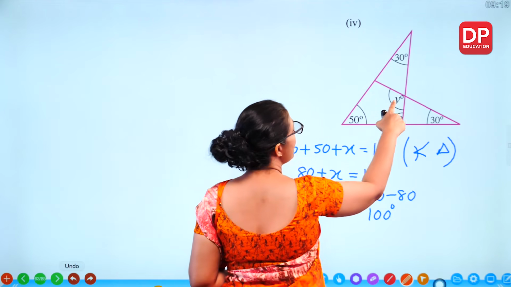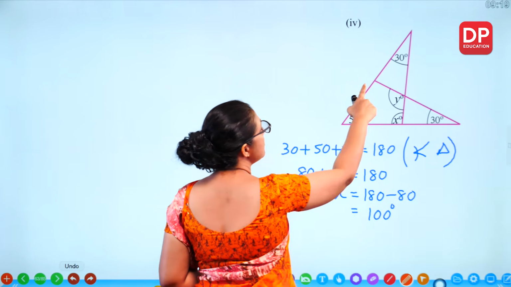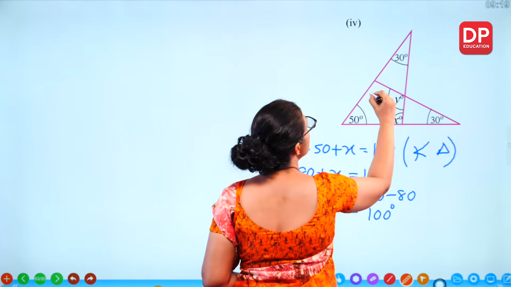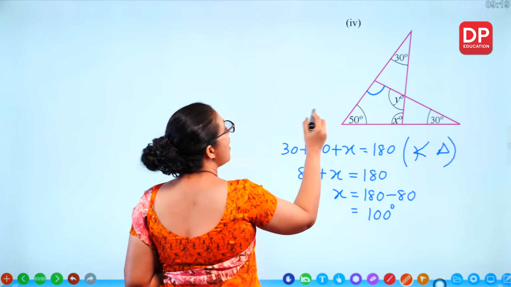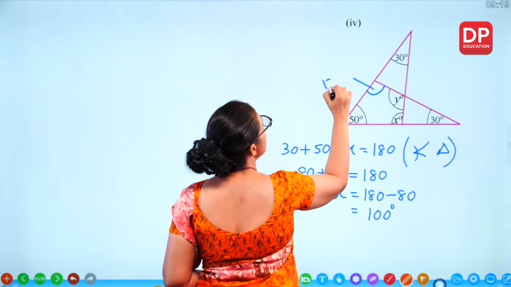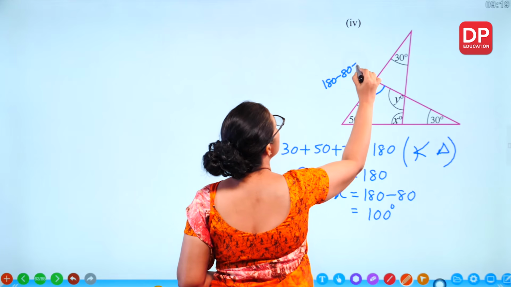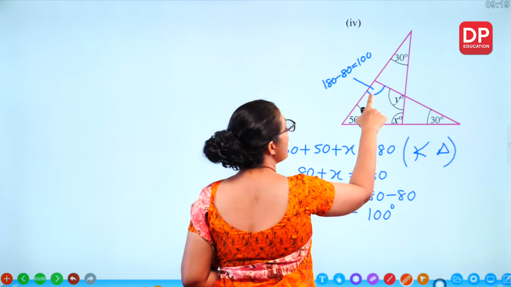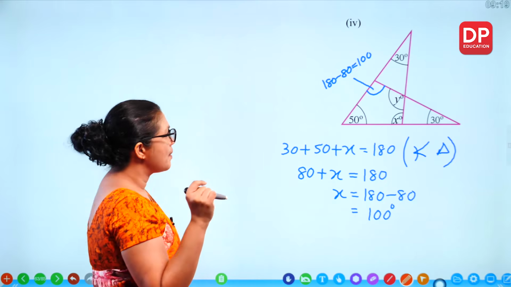Now, how can we find out y? Now look at this triangle. This is 30, this is 50, 80. So what is this angle? 180 minus 80. So you get 100 degrees. Now we can easily find out using this quadrilateral.